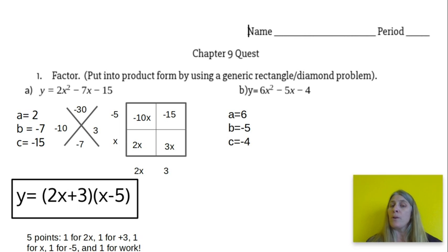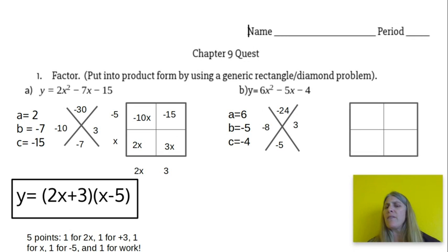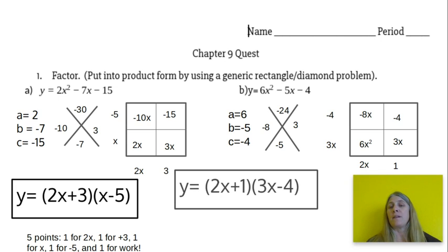Same situation, you're going to pull out your A, B, and C, and put those numbers into your generic rectangle diamond problem. We have a negative 8 and the 3 here. That gives us the outsides of 3x times 2x to get 6x squared, and 1 times 3x is 3x, and 2x times negative 4 is negative 8x. So your answer for B is y is equal to 2x plus 1 times 3x minus 4.